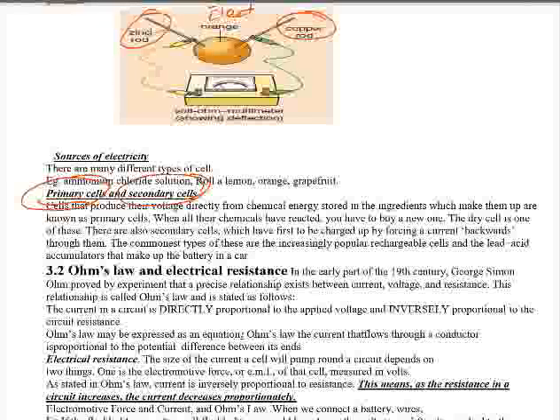An example of a secondary cell is a car battery. And a basic example of a primary cell is an ordinary battery or ordinary cell which we use for a remote control and for a hand torch and so on.